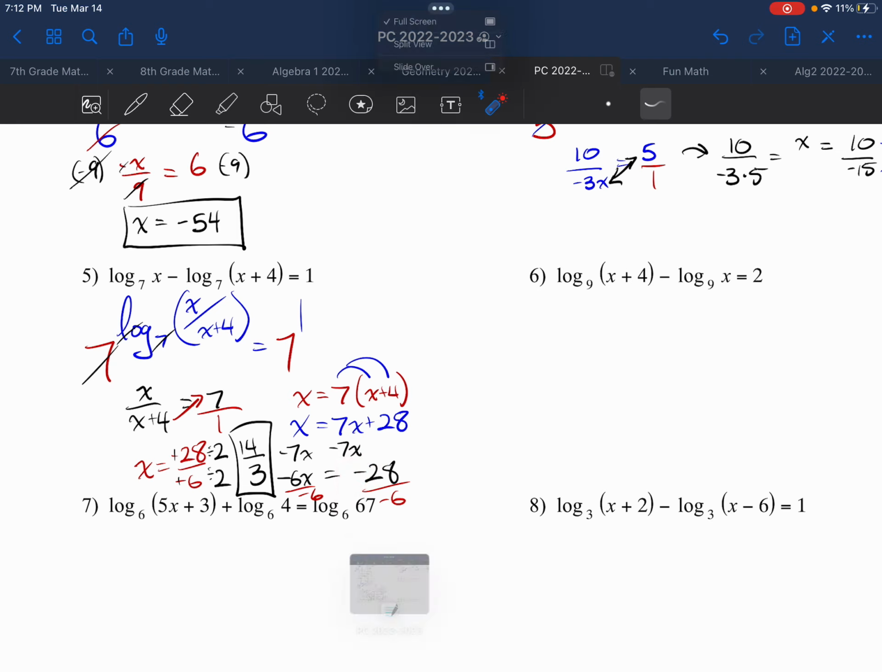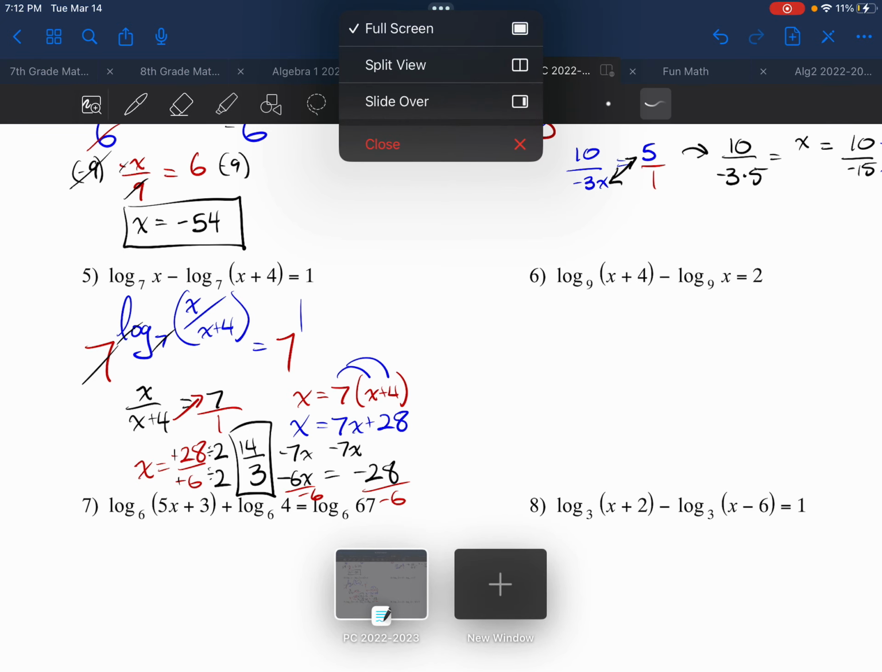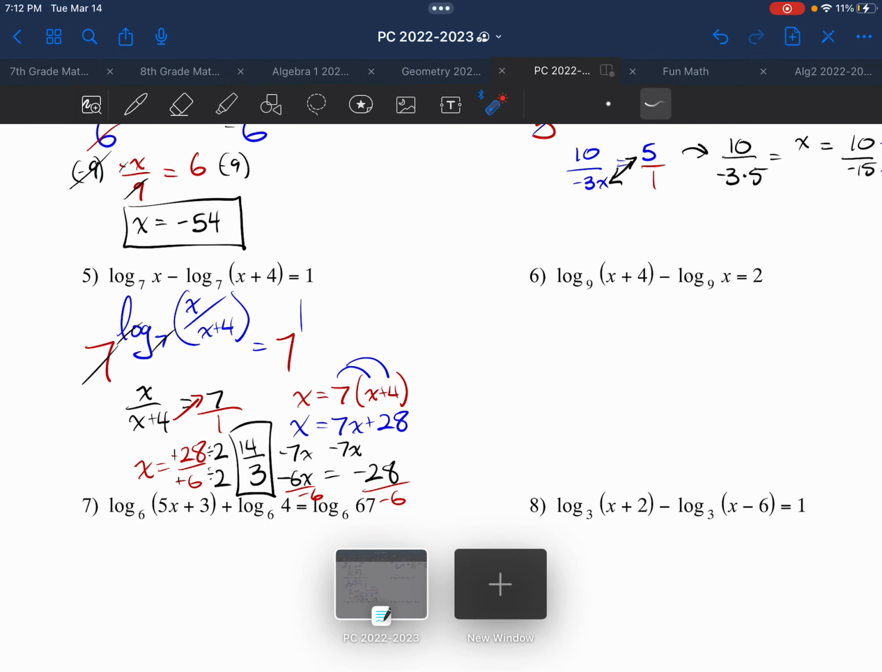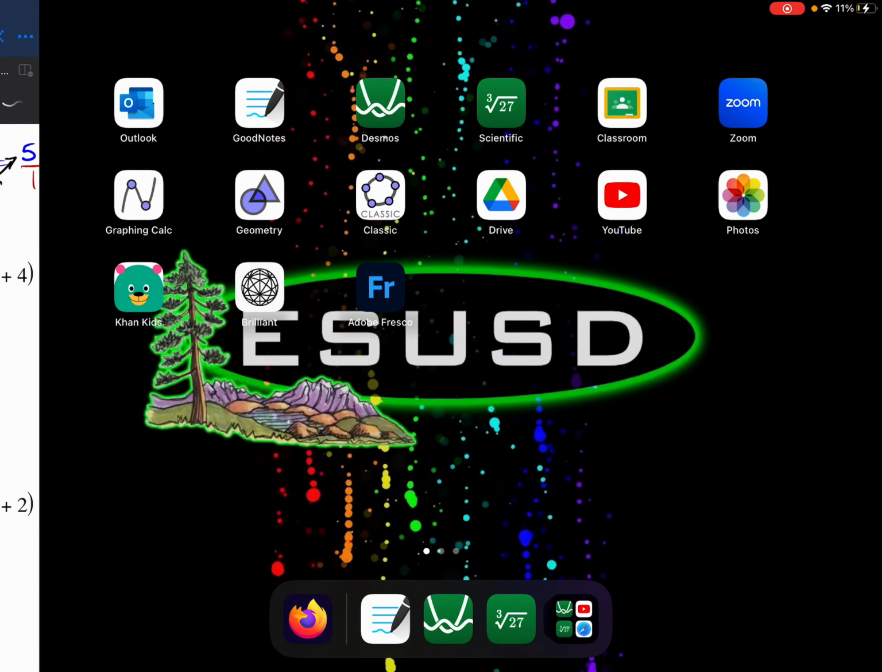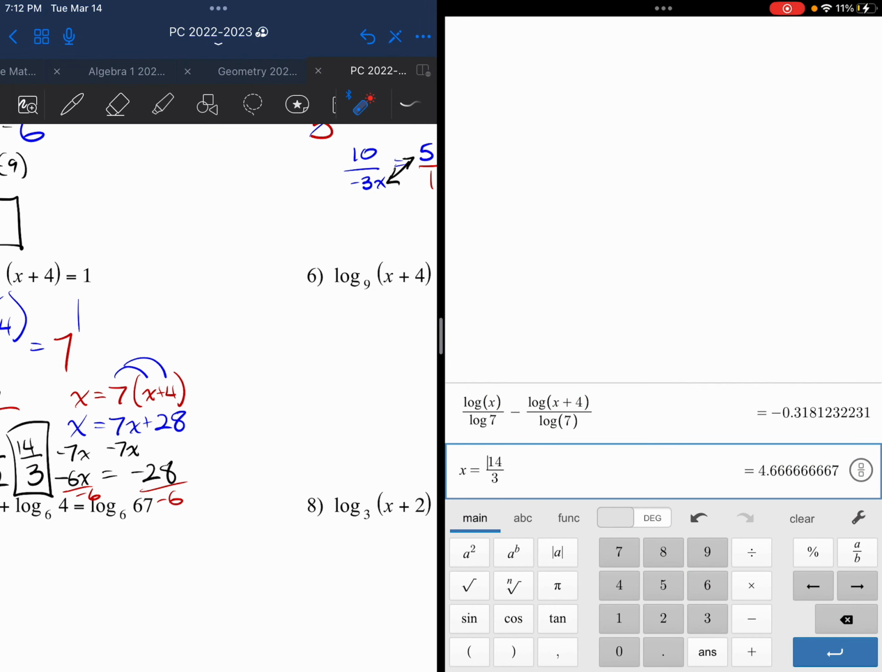Hold on, let's go back to the calculator. If I make that a positive 28, does that fix it? I bet it does. Split view with this. So check this out. I bet this is gonna work. Oh, shoot. Oh, that makes so much sense.